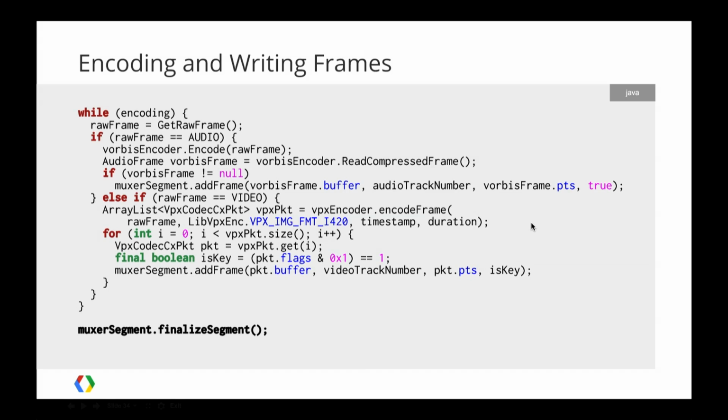And finally, we tell the Muxer segment to finalize segment, which basically will output seek points if you want them, which by default is yes. And it will also seek back to the beginning and update some header values so the file will be playable.